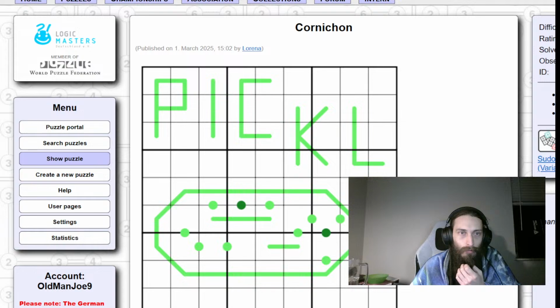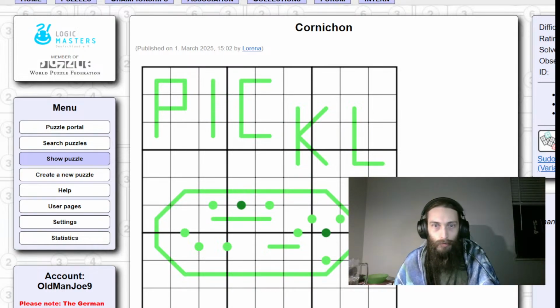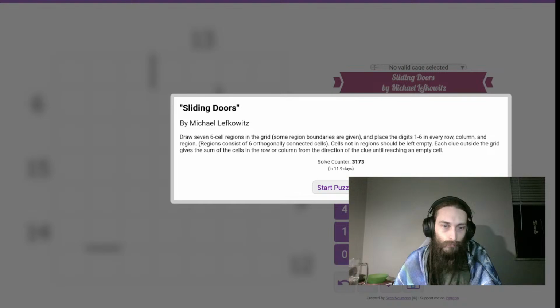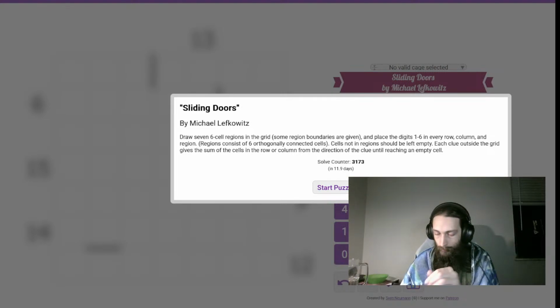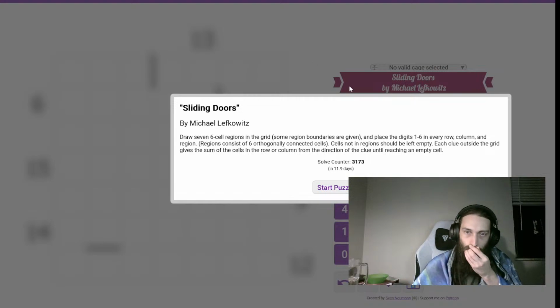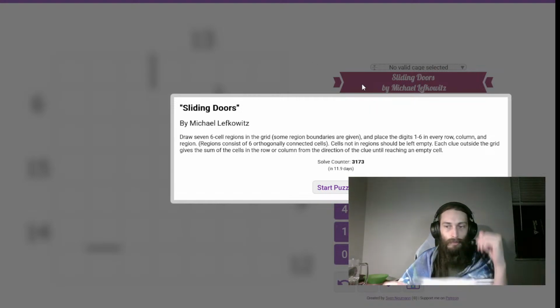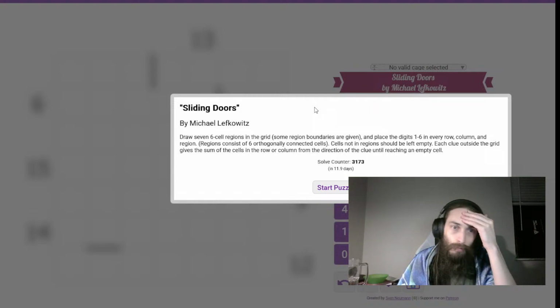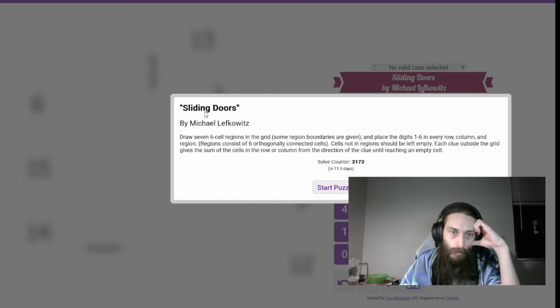Alright. And make sure I copy the link, which I had not done yet. Alright. And then we definitely have time for at least 2 more puzzles, because this should be a short one as well. This puzzle is called Sliding Doors by Michael Lefkowitz.